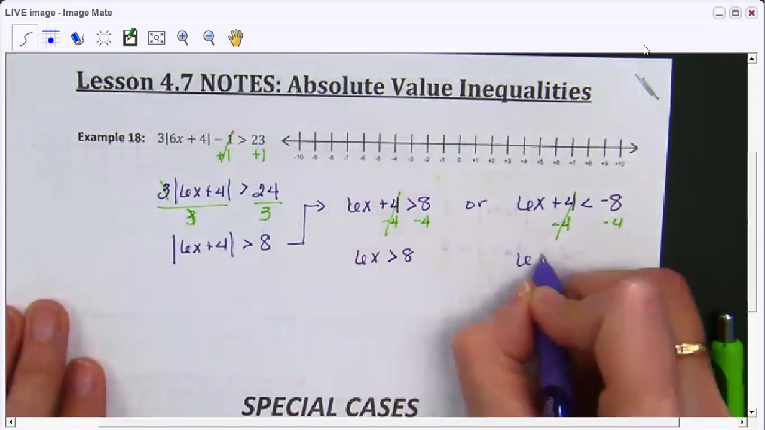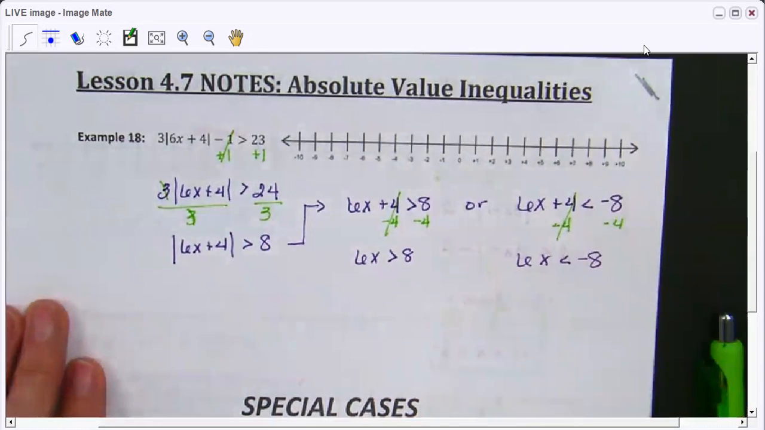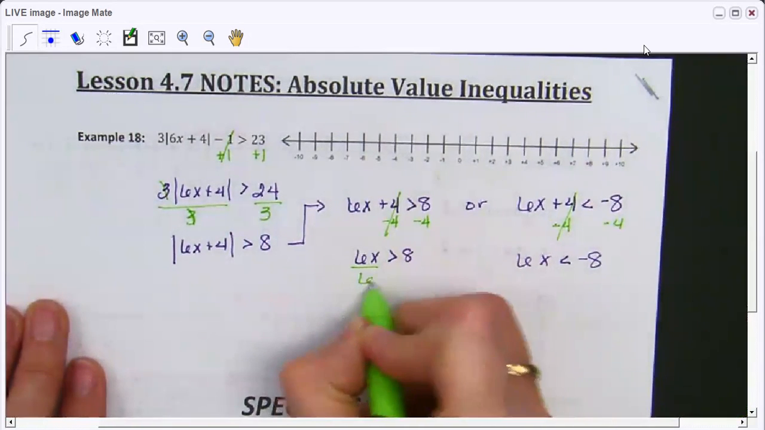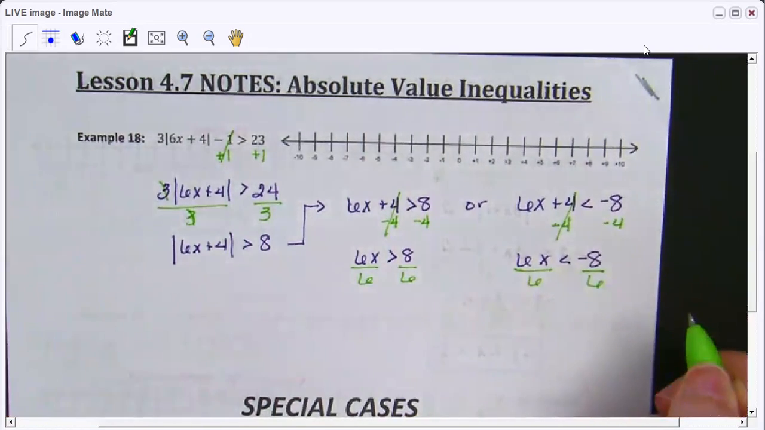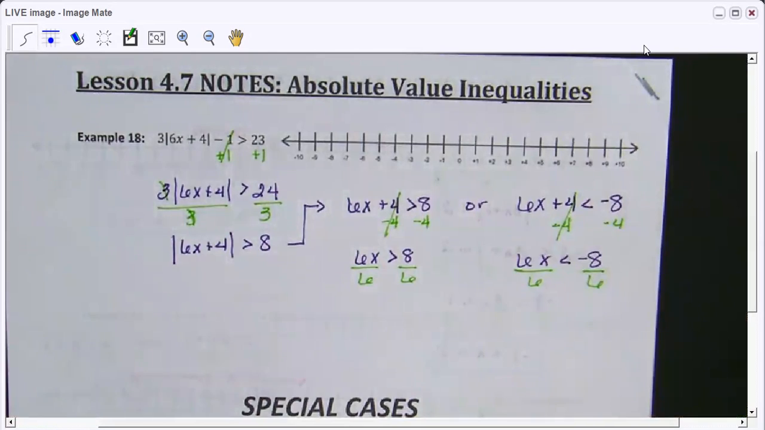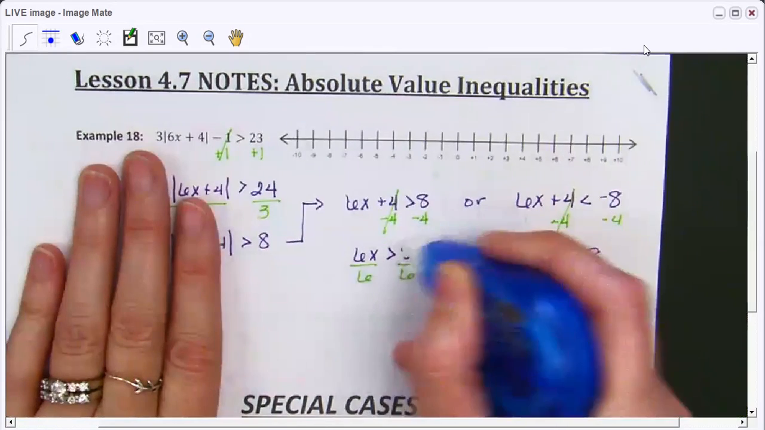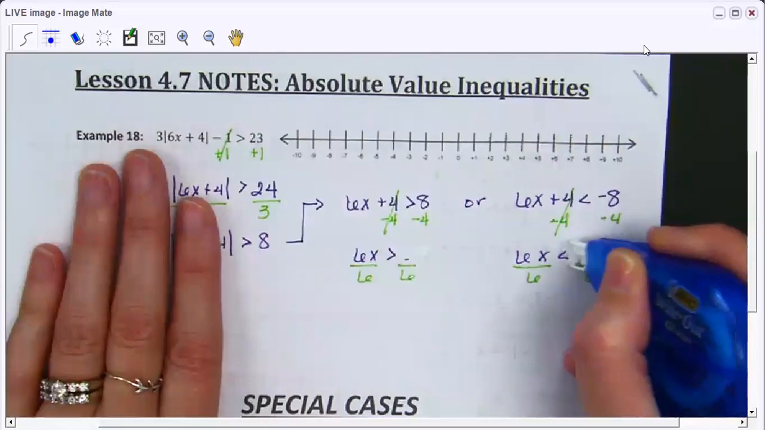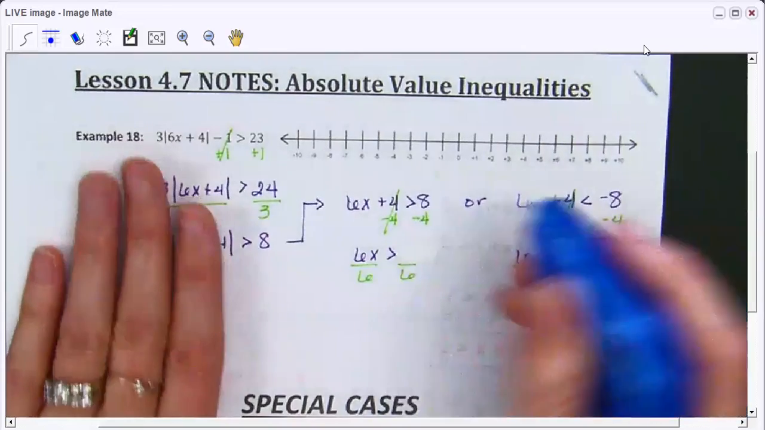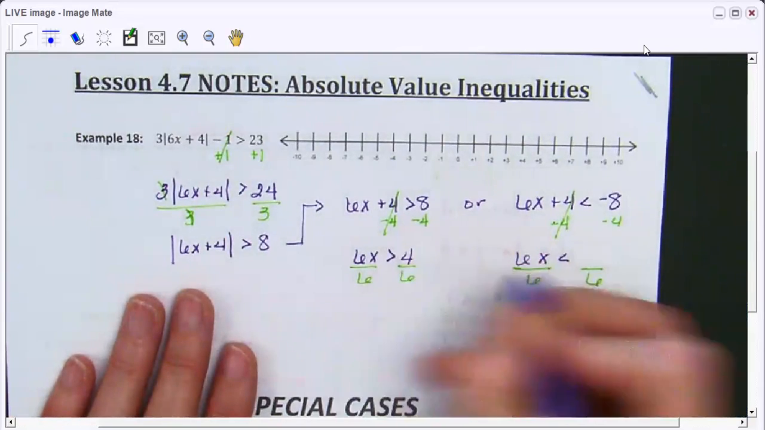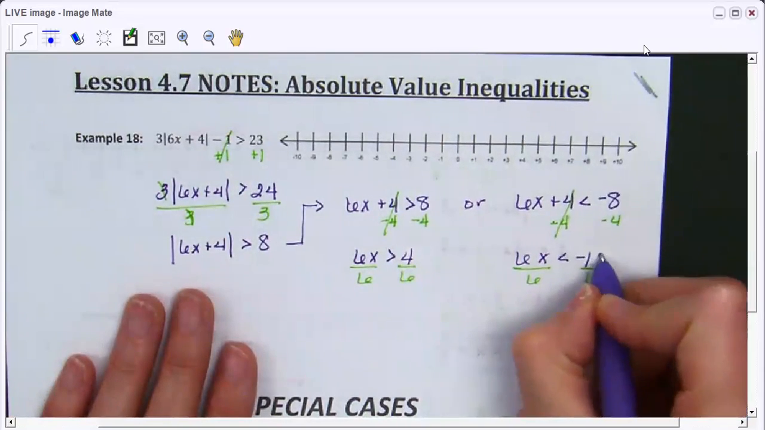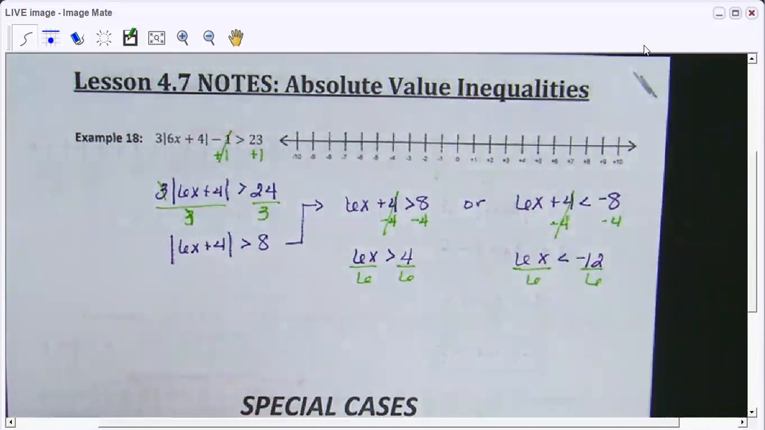They're talking about... Wait, you forgot to subtract 4. Yeah, I just noticed that on both of them too. That doesn't look right because the numbers were going to be the same. So 4 and -12. Okay.